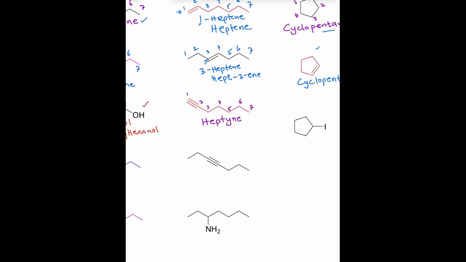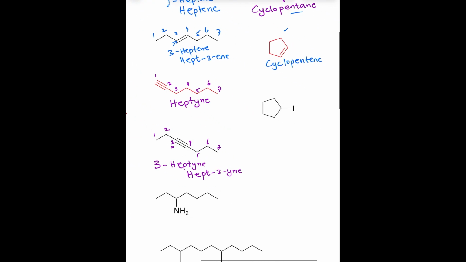In this other case, if we label it from the left, it will be 1, 2, 3, 4, 5, 6, 7. If we start from the right, it will be 1, 2, 3, and 4. So it's better to start from the left. And we see that the triple bond is on carbon number 3. So that will be 3-heptyne. Or you could say hept-3-yne.